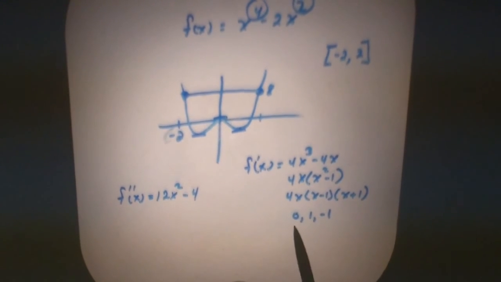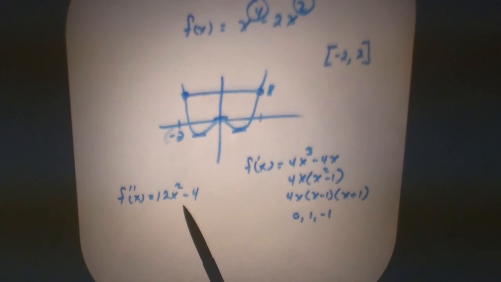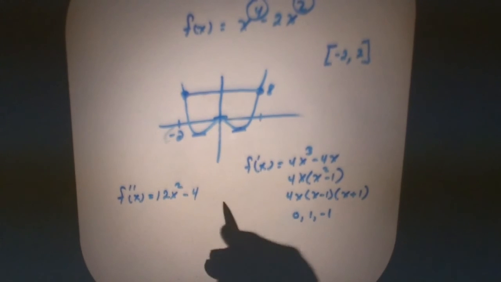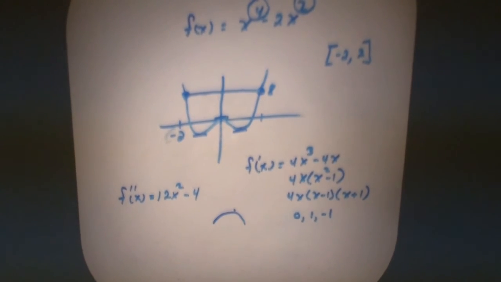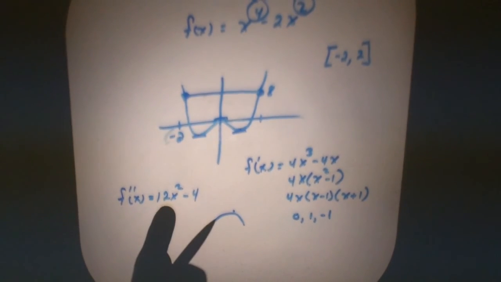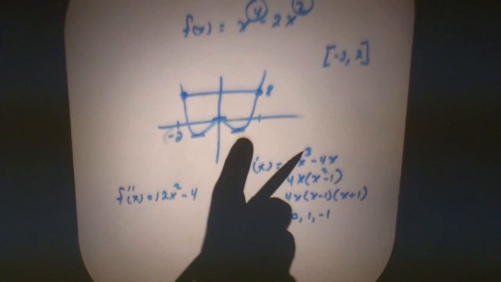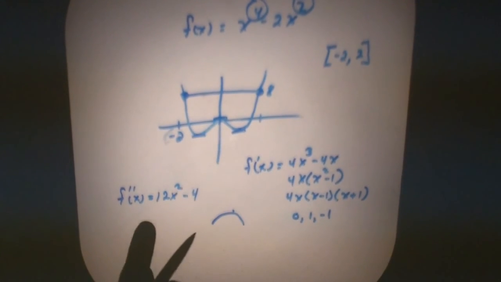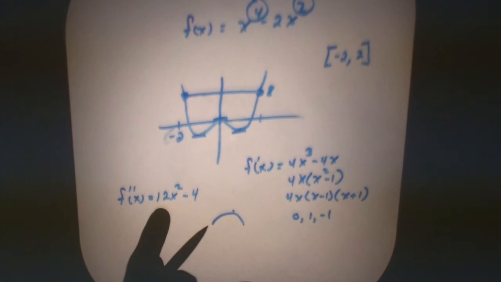Okay, when I put a 0 in here, I get -4, and negatives would make me unhappy, and therefore it's a maximum. Okay? And then the mins: I put a 1 in here, and I get a positive. So it's a min down here. I put a -1 and I get a positive here.